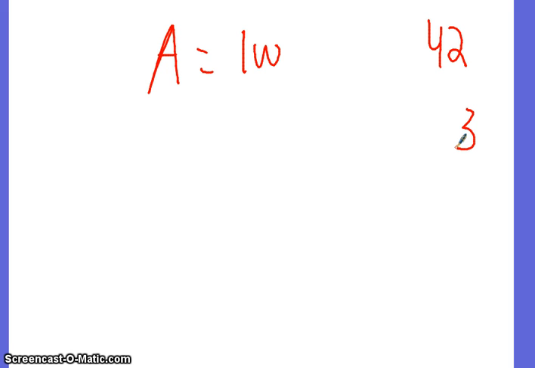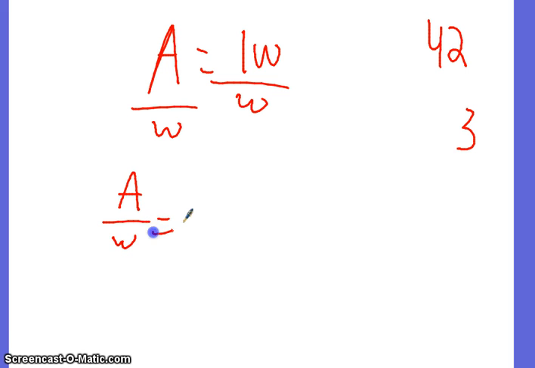I've got to get L by itself. So what am I going to do with W? Divide by 3. Divide on both sides. So here's the formula now: A over W equals length.